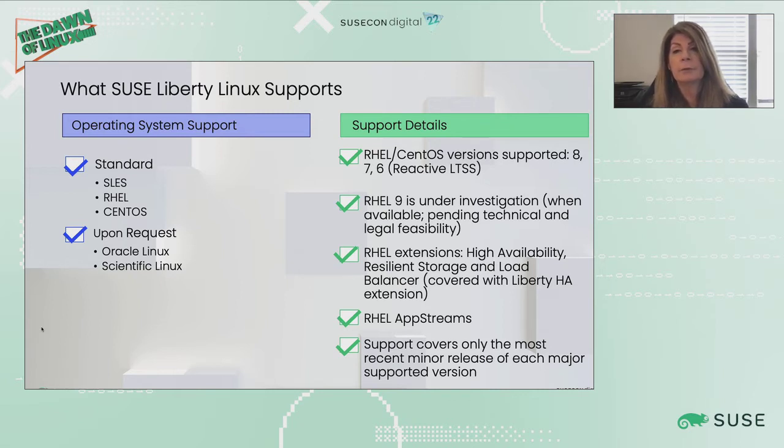Liberty will cover version 6, 7, and 8 of RHEL and CentOS. And when RHEL 9 comes out, we will look at supporting RHEL 9. But please note that Liberty will cover only the most recent minor versions of each major supported release.